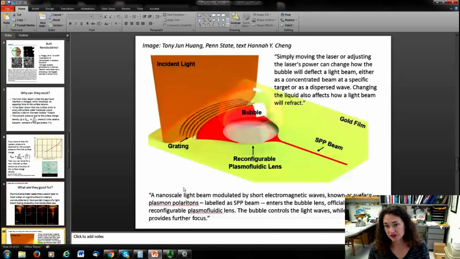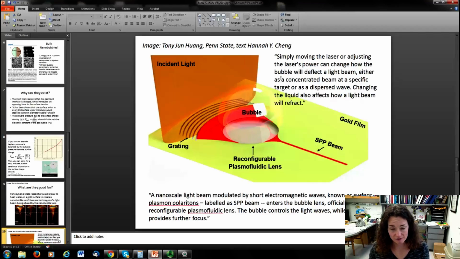So here's kind of a little schematic of their apparatus. They have a beam coming in, they create a bubble, there's the grating, the incident light, and simply by moving the laser or adjusting the laser's power, they can change how the bubble will deflect the light beam, either as a concentrated beam at a specific target or a dispersed wave, and changing the liquid also affects how the light beam will refract.